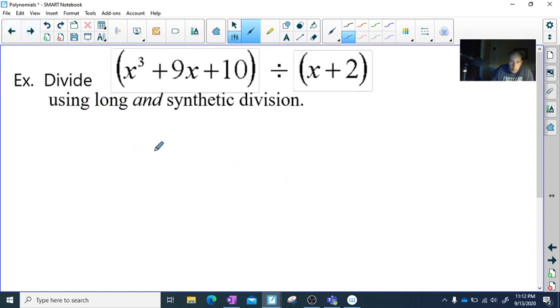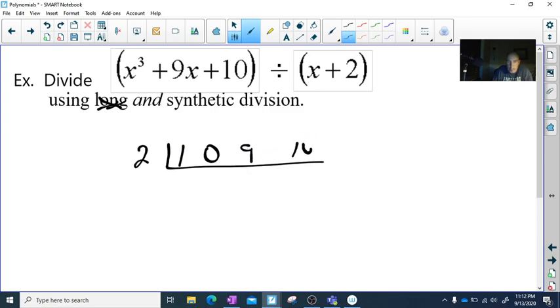Okay, one more just to show you. We're not going to do long division, we're just going to do synthetic. So I'm going to go 2. Now watch this one. See, it's got no x squared term, so x cubed is 1. There's no x squared term, then a 9, x, and then my 10. So that's important that you fill that 0 in. Students forget that all the time.